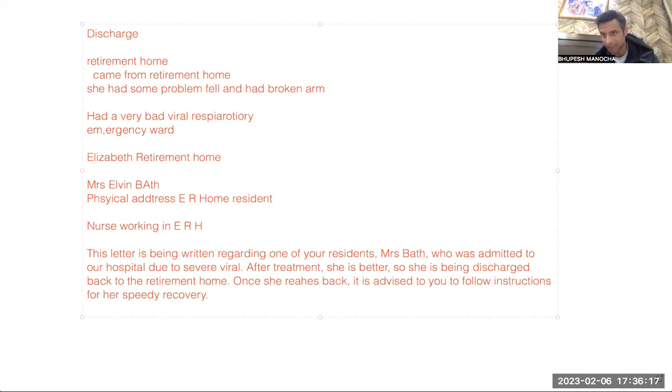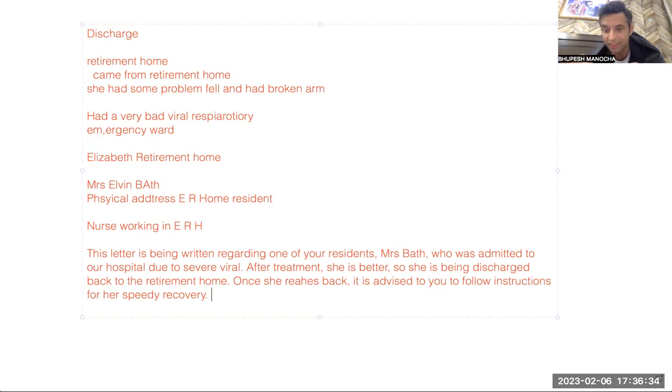So once she reaches back, this is how you tell the purpose to the retirement home people that this patient belongs to you. I'm writing about your resident. She came to us because of this. Now she is better, so obviously she is going back to the retirement home. She will come back to the place.